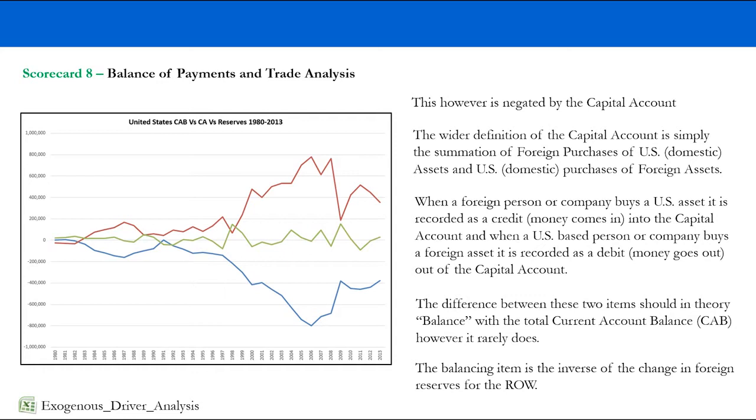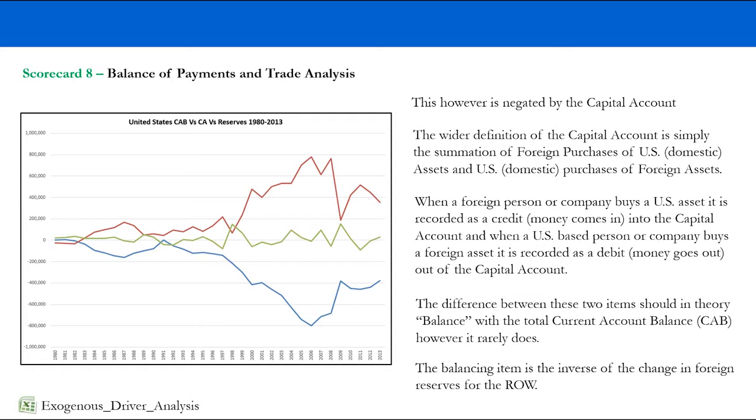Now, the balancing item itself is either adding back or taking away a number to make sure that the difference between the current account balance and the capital account is zero. And when you add this back in, we know that the balancing item itself is a change in reserves. When you add that back in, the balancing item itself is the inverse of the change in foreign reserves for the rest of the world. So what is outside of the United States. So we have to think of this in debit and credit terms all the time.